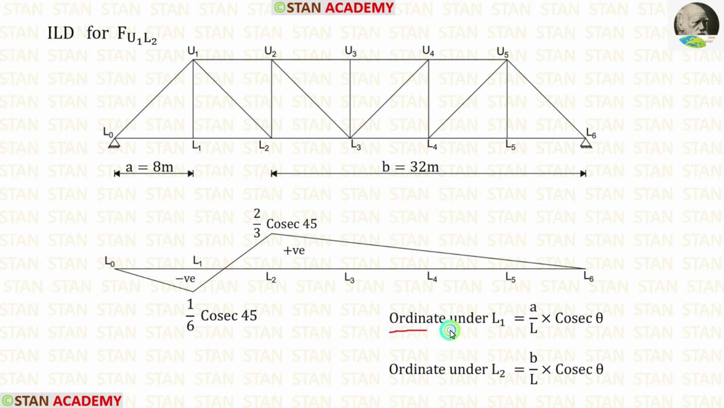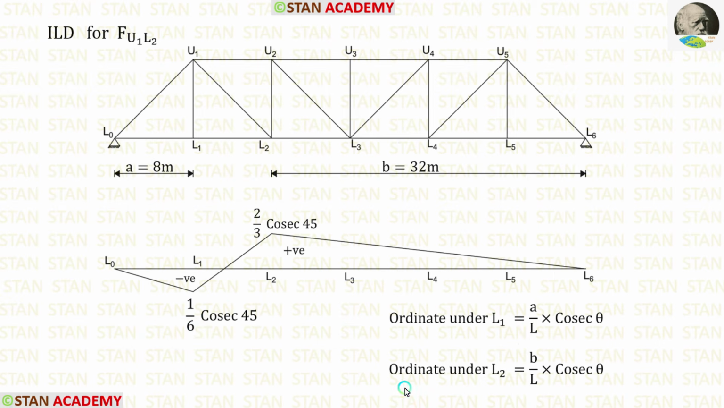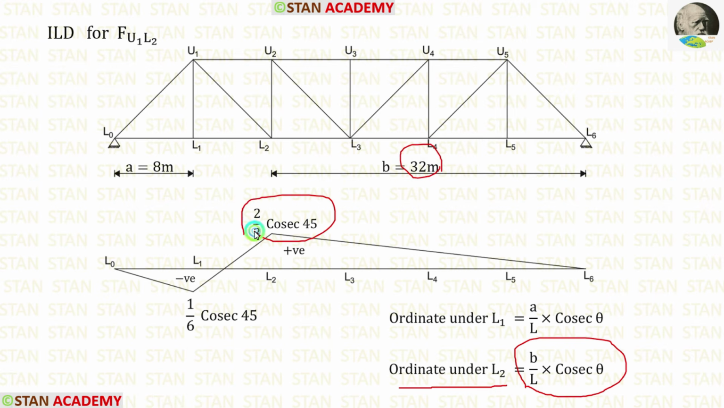The formula for the ordinate under L1 is equal to A upon L into cosec theta. A is 8 meter, L is 48 meter. We can apply in the formula. Finally, we are getting this. The formula for the ordinate under L2 is equal to B upon L into cosec theta. B is 32 meter, L is 48 meter. After applying in the formula, we are getting this.